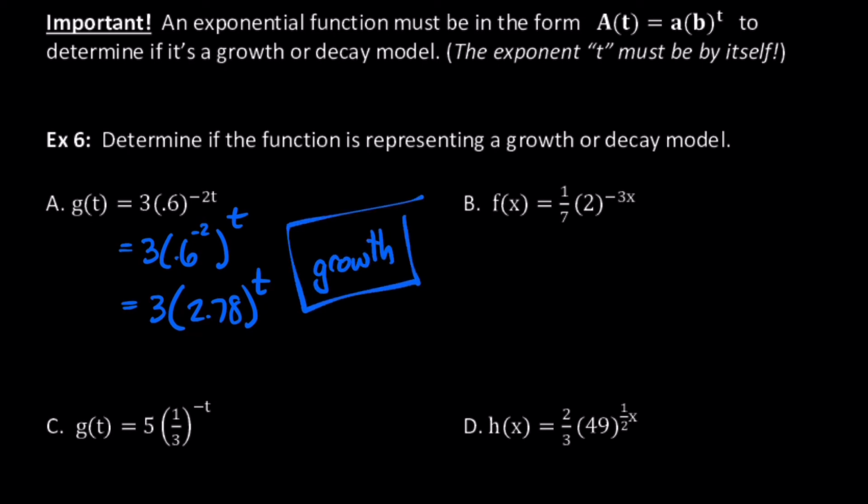So in this group of examples, we are just moving the exponent inside the parentheses. Okay, so this one here, b, will be 1/7 times 2 to the negative 3 to the x. So evaluate that. 2 to the negative 3 is 1/8. You can do it without a calculator even. So 1/8 right here is a decay.